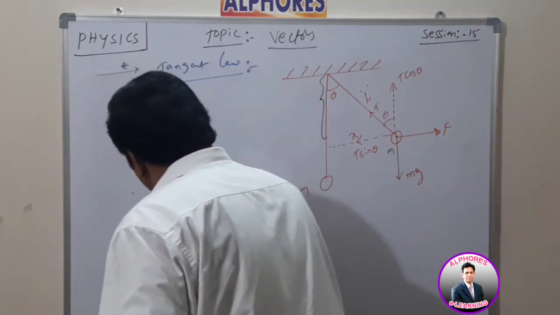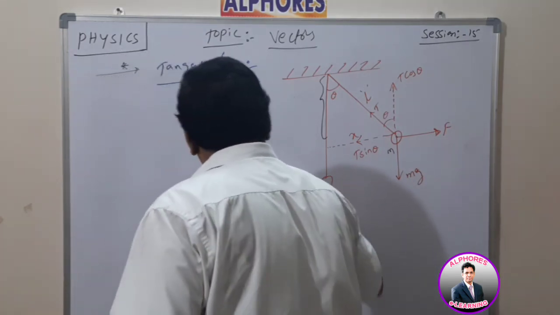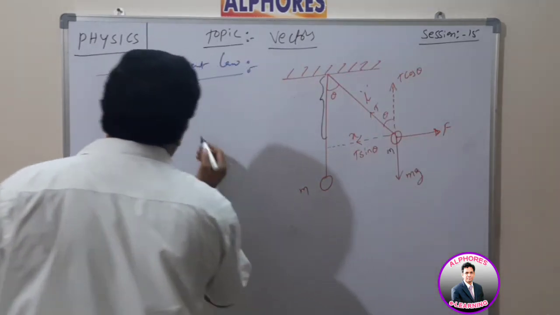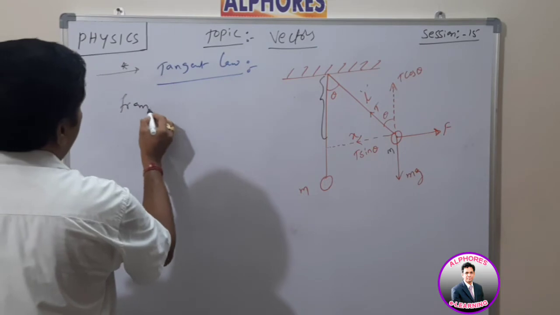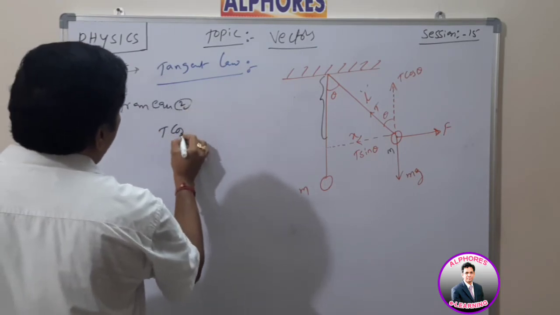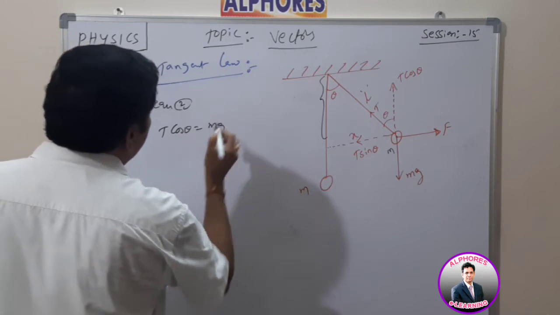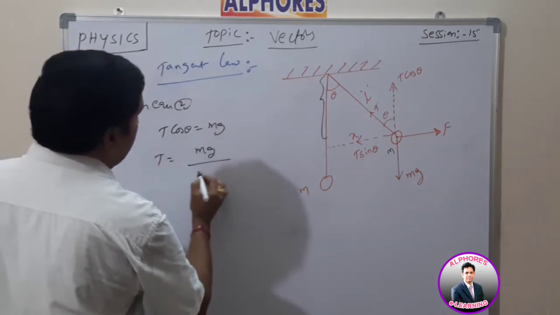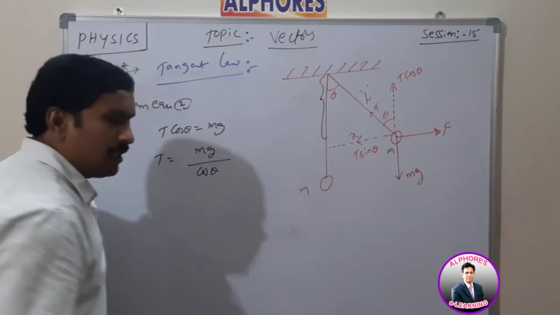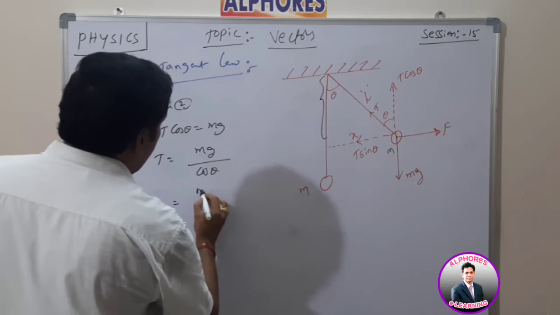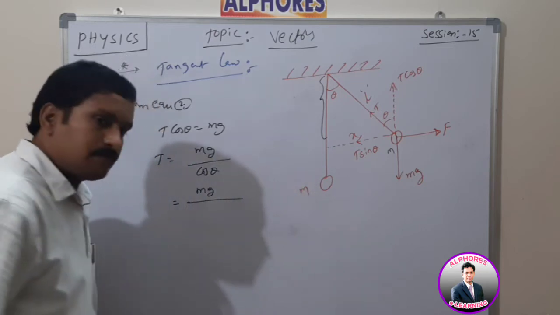Here, what I am getting from equation number 2, again I am telling, the tensional force is in the direction of the string. From equation number 2, what is the value here? T cos theta is equal to mg. That means tension developed in this case is equal to how much? Mg by cos theta. What is the cos theta value from this diagram? Please tell me.